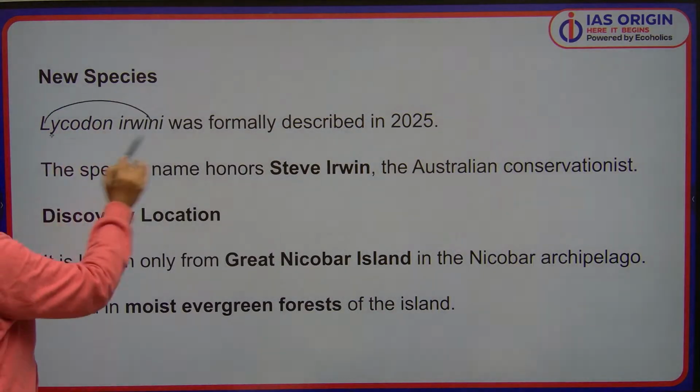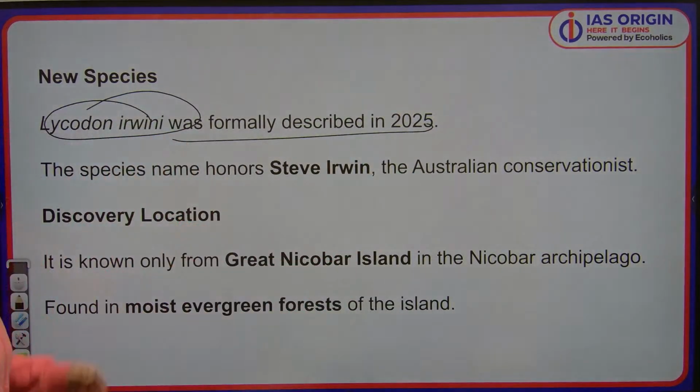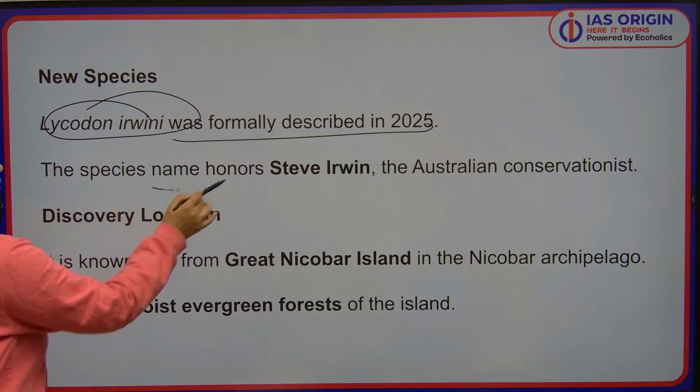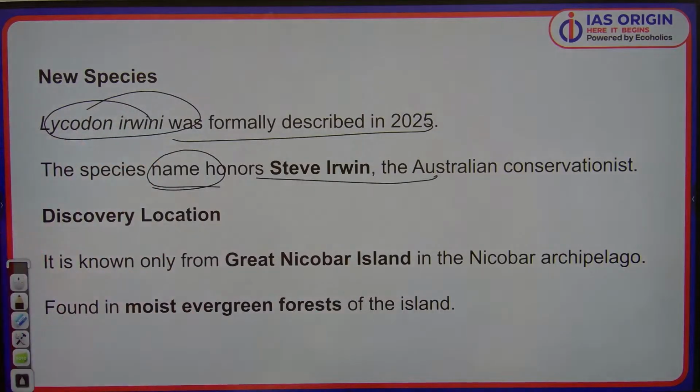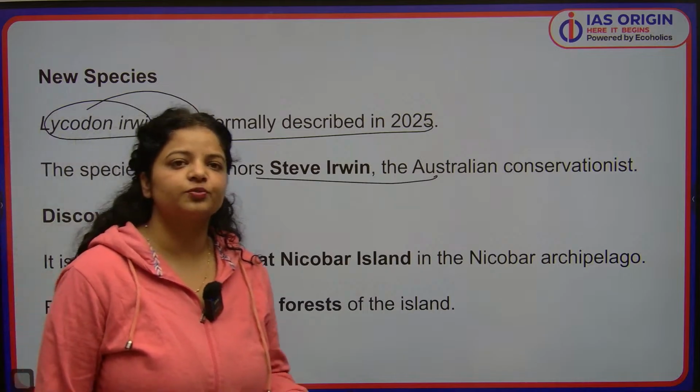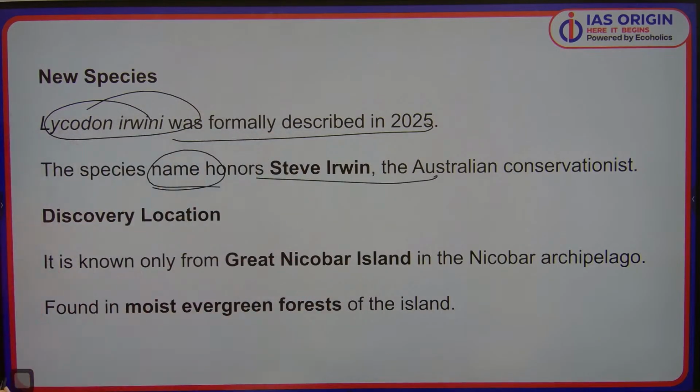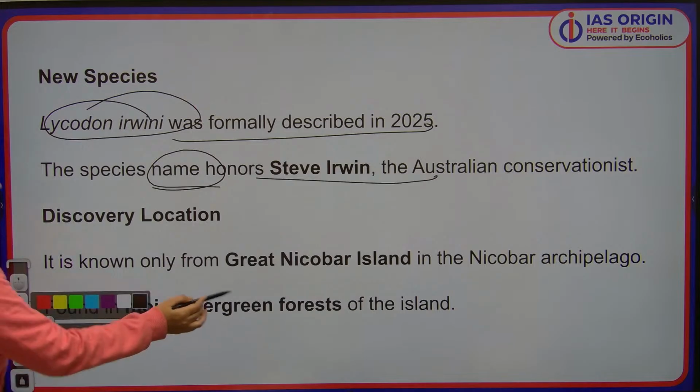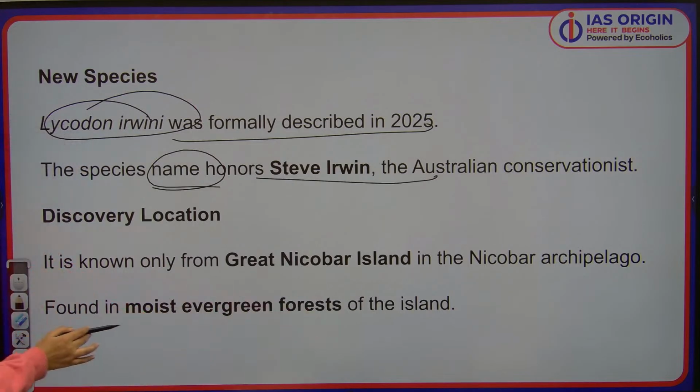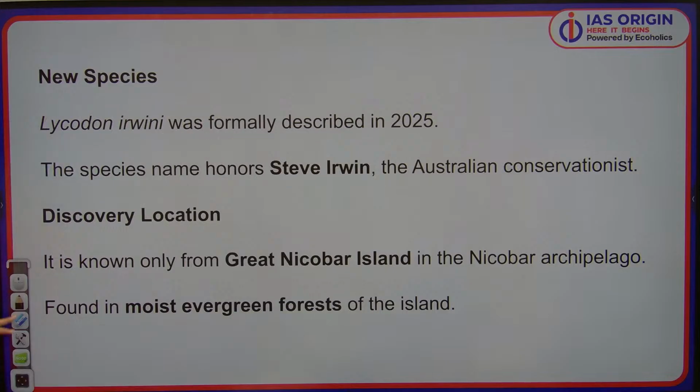Lycodon irvini was formally discovered recently in 2025, and it is named after Steve Irwin, the Australian conservationist. He was working on it. Discovery location is the Great Nicobar, which is part of Nicobar Island, and it was found in a moist evergreen forest island. So these are the characteristics of where it has been found.